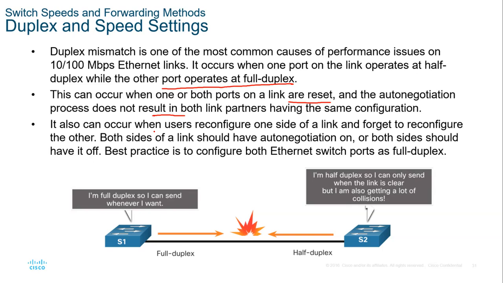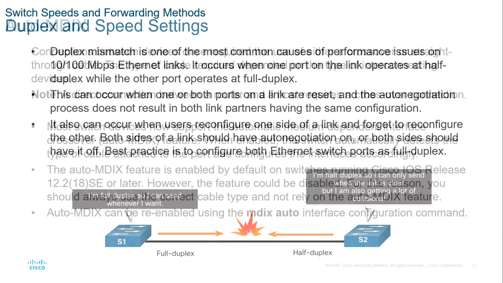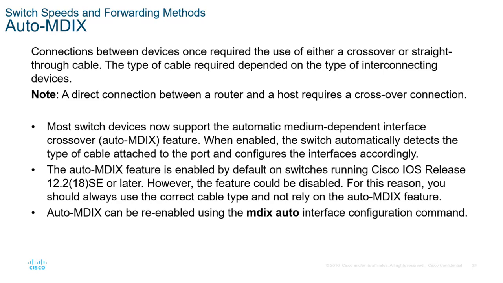So both sides of the link should have auto negotiation on, or both sides should have it off, because best practice is to configure both Ethernet switches to operate in full duplex. In between, we have what you call auto-MDIX.